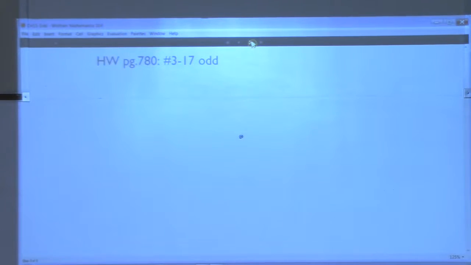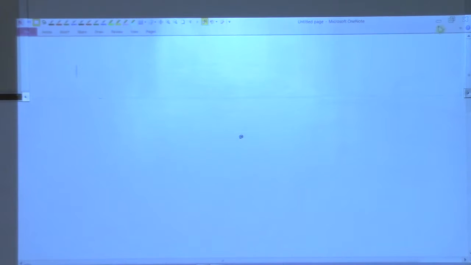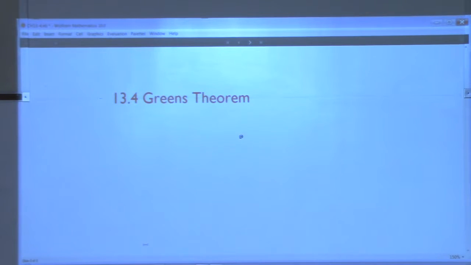That's it for that section. Green's theorem.